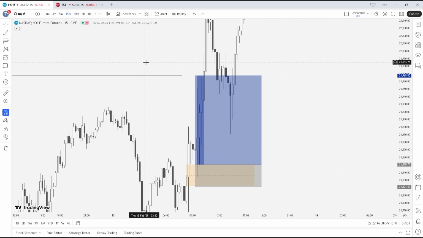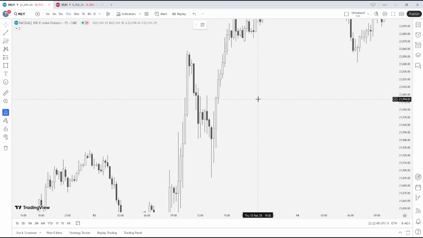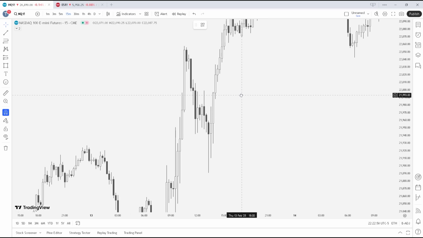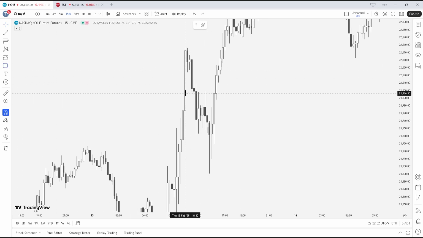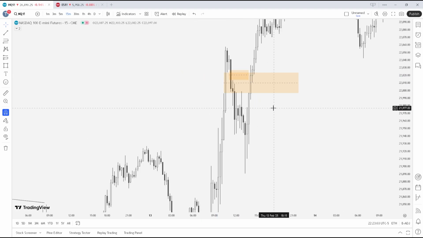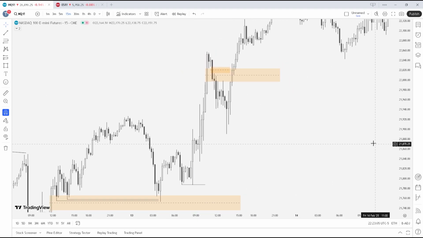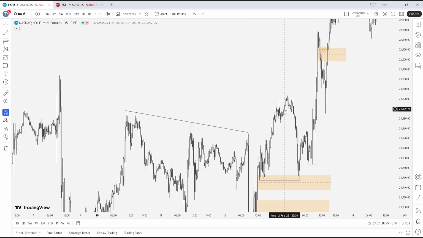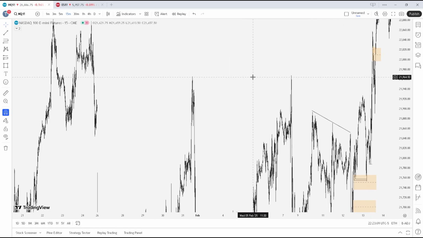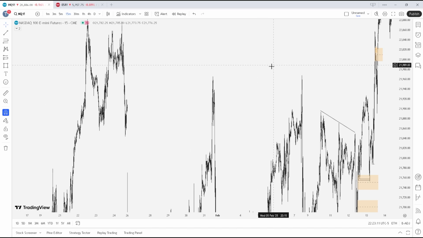What else could we have done here? Let's take a look at something like this one. This one, we have this BISI and then violate it, come down, make this SIBI. Would I want to take a short here? I honestly really wouldn't. I'd have to check. Let's see.